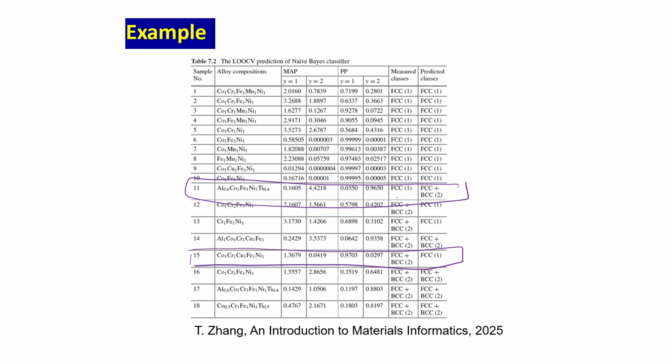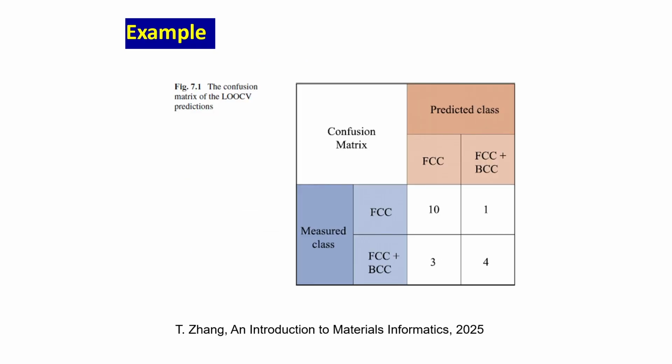So, that means this algorithm cannot give a 100% perfect answer, but it can be quite good. One can make a confusion matrix based on that. If you do not know the confusion matrix, we can discuss it later, but it allows you to compare predicted class versus measured class. Predicted class FCC and FCC plus BCC, and measured class FCC and FCC plus BCC. This is how the confusion matrix is prepared, and from it you can calculate true positive, false negative, true negative, everything.